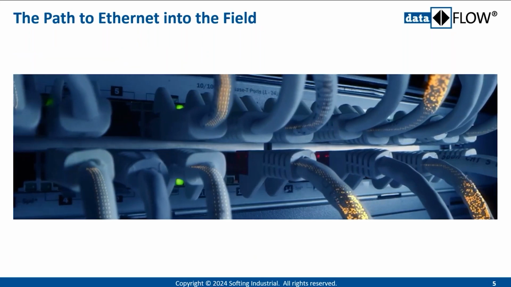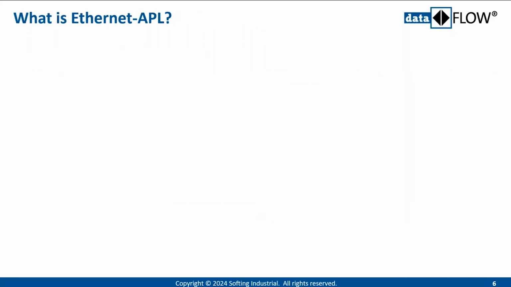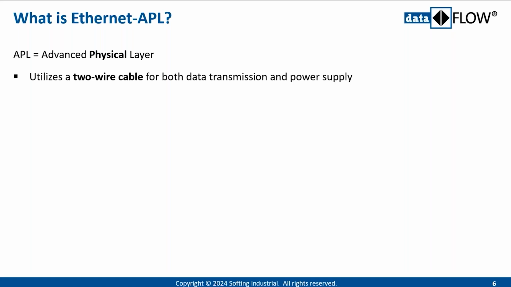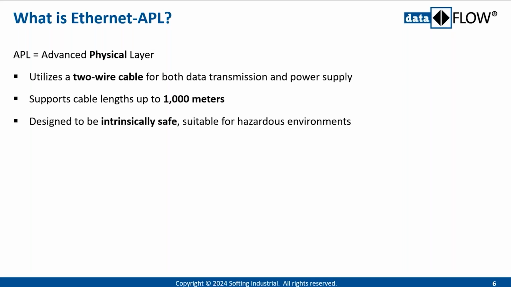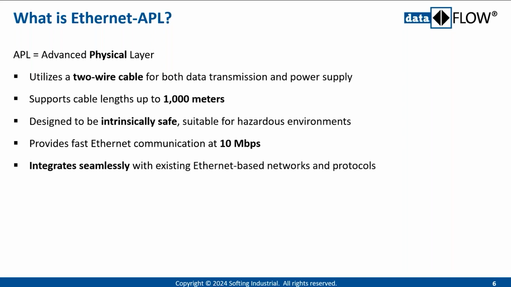So what's now the path to Ethernet into the field? If you look at Ethernet-APL, to get you all on the same level, what is it? It's a physical layer. So we're only talking about the first layer, like an Ethernet cable would also be the physical layer. It's a 2-wire cable, data transmission and power supply in one. Length up to 1,000 meters, explained later in the topology where the 1,000 meters are. It's intrinsically safe, suitable for hazardous environments, also for Ex. Provides fast Ethernet communication at 10 megabits per second.